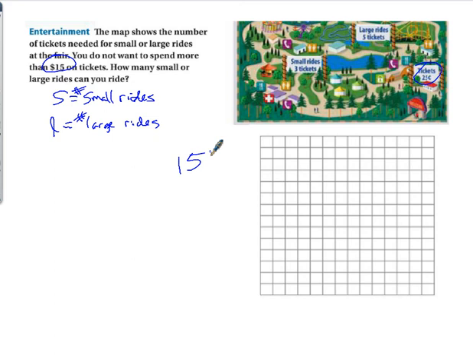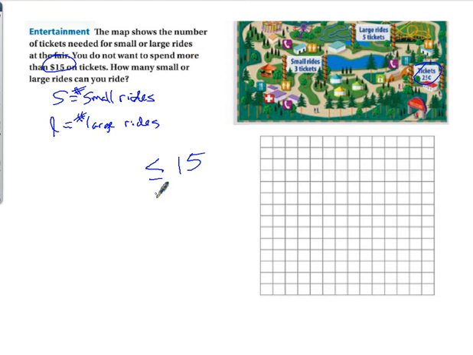Yeah, it's 25 cents a ticket. So how can I say I don't want to spend more than 15? My inequality will have to be less than or equal to 15. Whatever I do over here, it better wind up being less than $15. That's what this sentence right here is saying. All right.